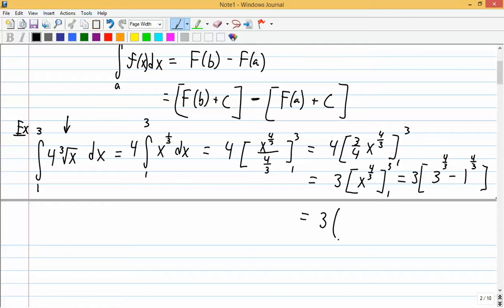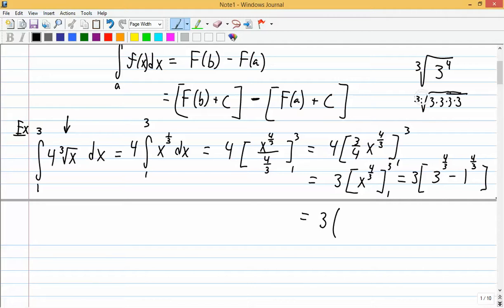Alright, so what does the 4/3 power actually mean? That means the third root of 3 to the 4th power. And so 3 to the 4th power is 3 times 3 times 3 times 3.